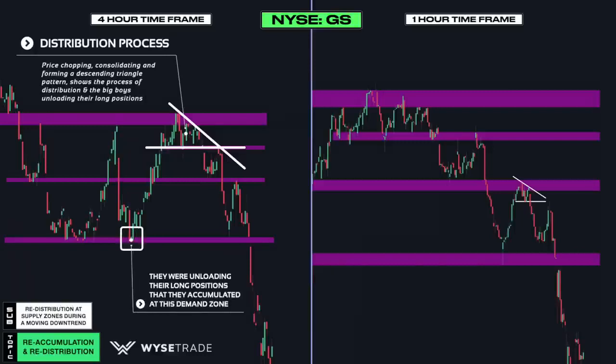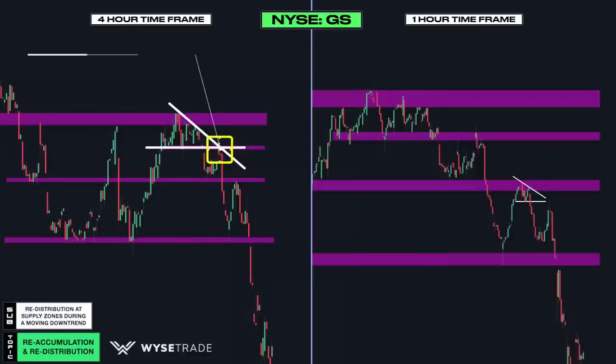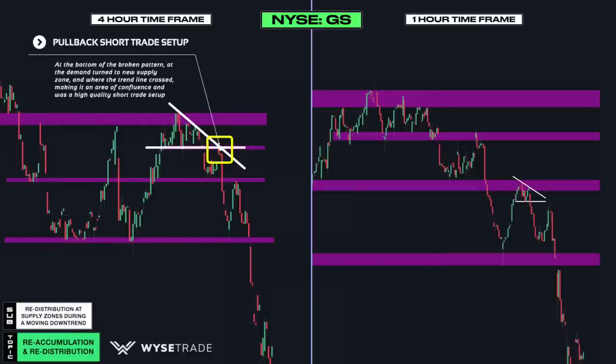Once the pattern breaks below, the trend change is confirmed, and you had a great pullback short trade setup here at the bottom of the broken pattern, at the demand turned to new supply zone and where the trend line crossed, making it an area of confluence and a high quality short trade setup.